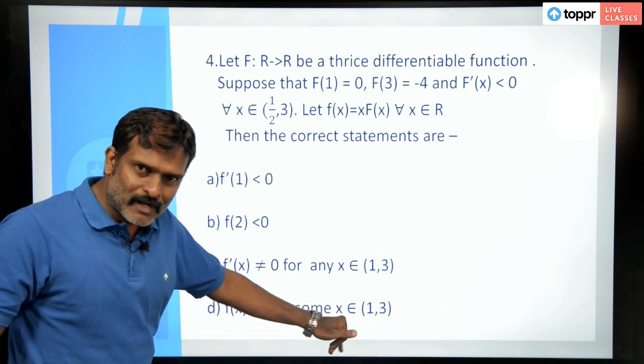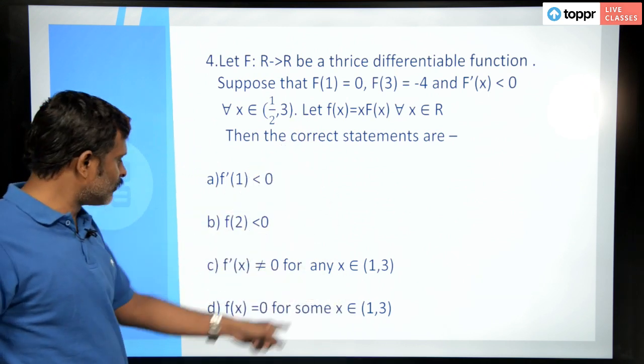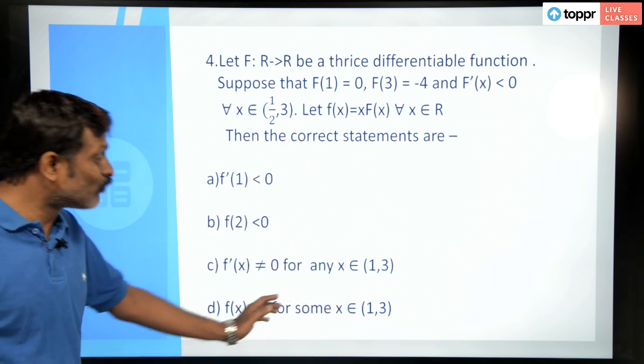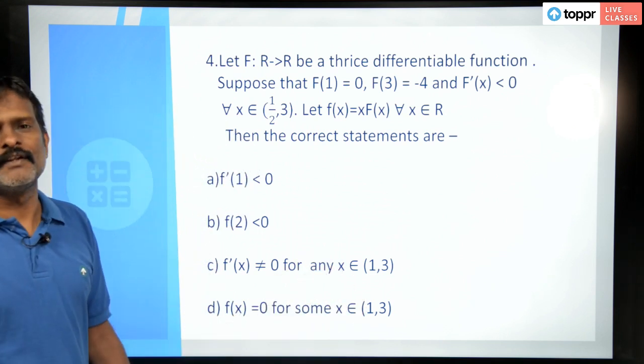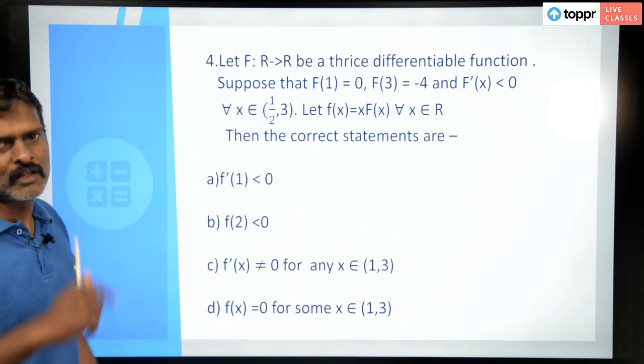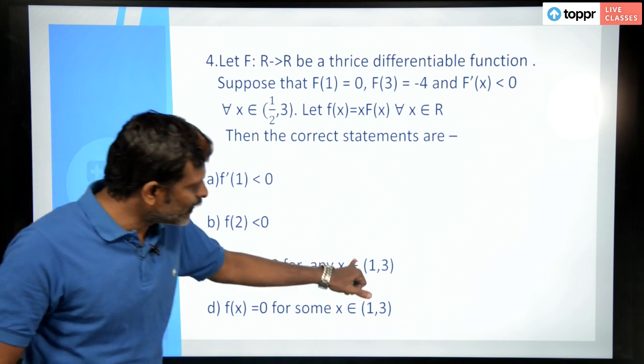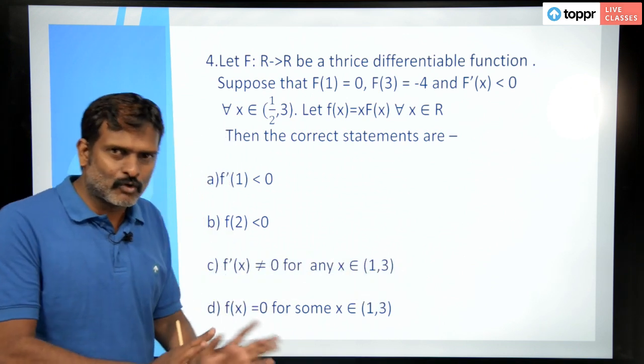If it is an open bracket and f of 1 is equal to 0, then this option would be wrong, because at 1 it is 0, but not in the interval (1, 3), because 1 is not included there, right. Values after 1 are included. So, that is the reason you have to pay attention to these brackets, like closed or open intervals and such.